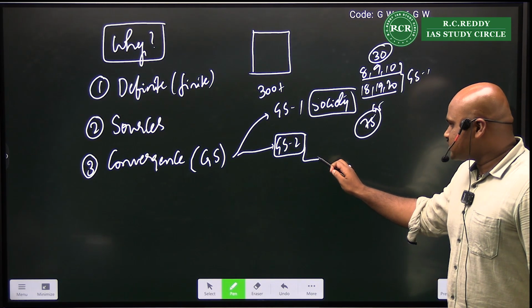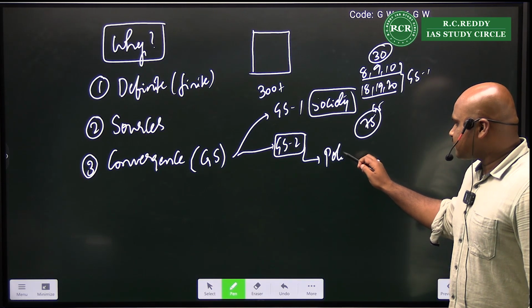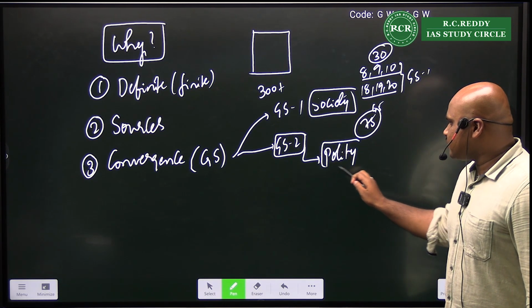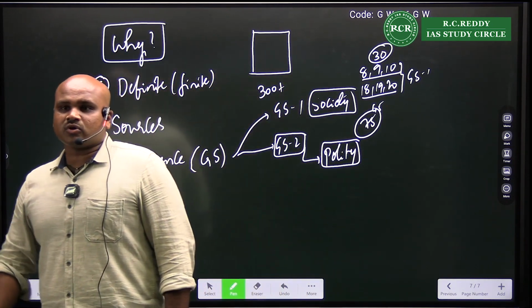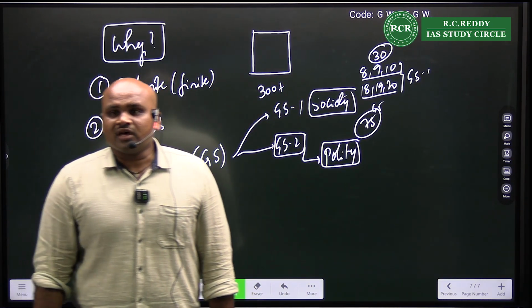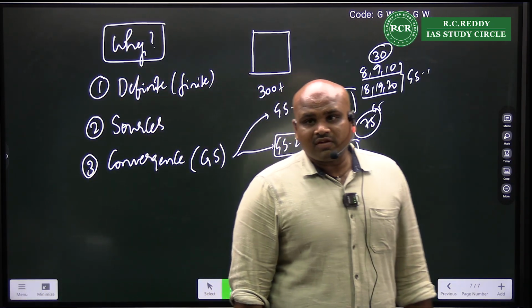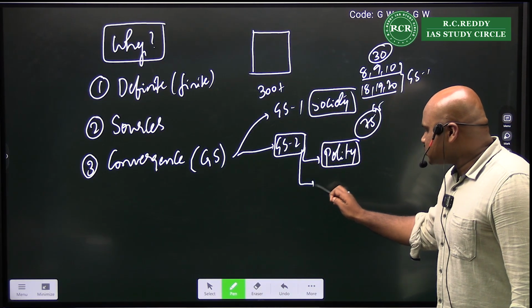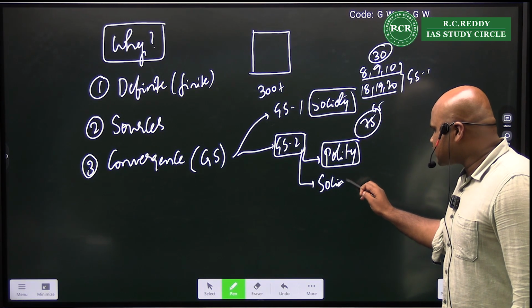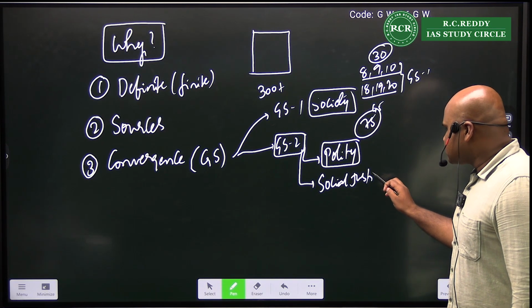It has the convergence with respect to polity. In polity, especially when you talk about the democratic decentralization, 73rd, 74th Constitutional Amendment, your FRA, your legislations, your tribal welfare, all of this will be there. Then apart from that, in GS2, I also have definite convergence with respect to the topics of social justice.